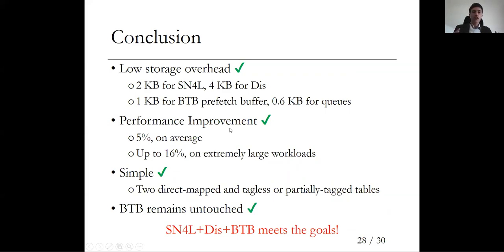The structures, the tables that we use in our proposal, are very simple. Essentially, both tables, the sequential table and the discontinuity table, are direct mapped. One of them is tagless, the other one is partially tagged, very simple tables. And we tried very hard not to change the structure of the BTB. So we haven't touched the structure of the BTB, and at the same time we prefetch for it.